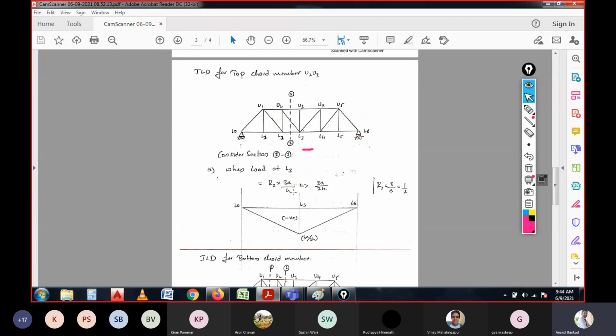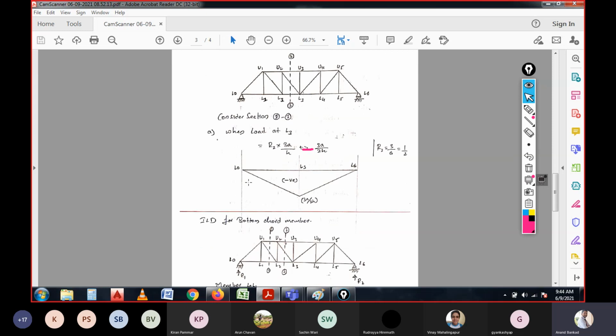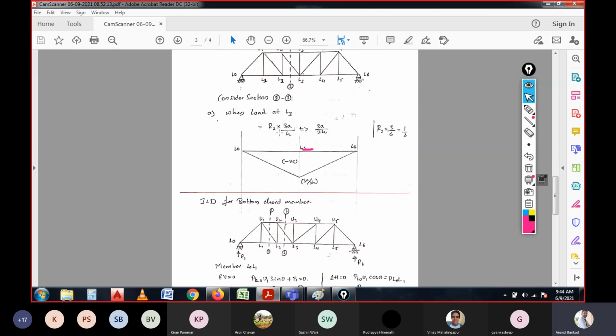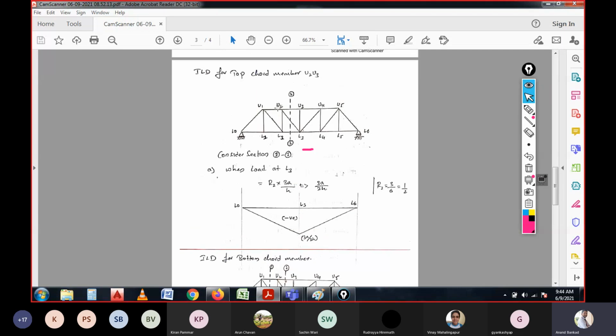And that means a similar case we are solving, that is why we are just substituting the value of R2. Then 4a by h was considered because the load was acting at the point L2, but here the load is acting at L3, so we have 3 members over here, so that is 3a by h. This is how the reactions are considered, and the force in the member U2 U3 is 3a by h, and that can be considered with reference to this diagram. Since it is a compression member, we'll have the apex point as 3a by 2h for L0, L3 and L6 spans. This is completed for the top chord members.